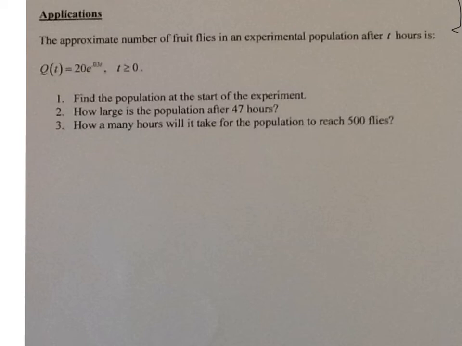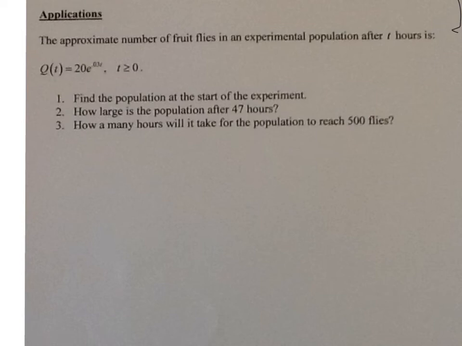Okay, so I have an application here. It says the approximate number of fruit flies in an experimental population after T hours is given by the equation Q of T equals 20e raised to the 0.03 T, where T is greater than 0. So T is the number of hours, and Q of T represents the population of fruit flies after T hours. It says find the population at the start of the experiment. How large is the population after 47 hours? How many hours will it take for the population to reach 500 flies?